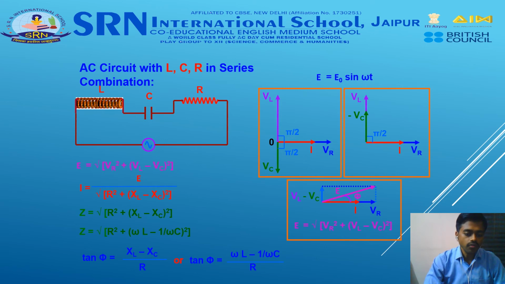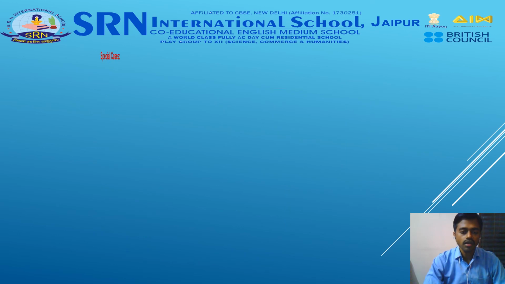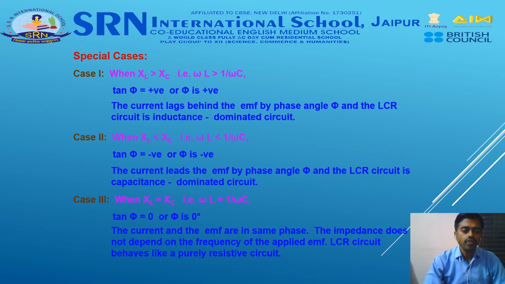So now applying the values we can find the angle of the resultant with the horizontal, that is tan phi is equal to XL minus XC upon R. Now after getting this value we can study it in three different conditions which come under special cases. If the value of XL is greater than XC, that is dominance of the inductor in the circuit, it will be represented like that. In that case the value of tan phi will be positive and the dominance will be of inductive.